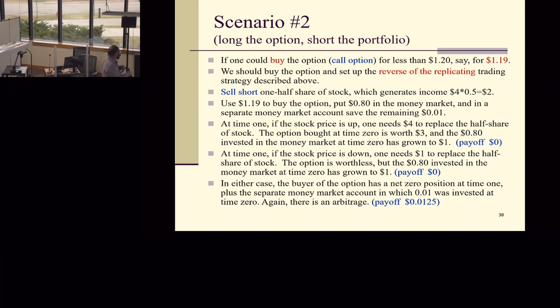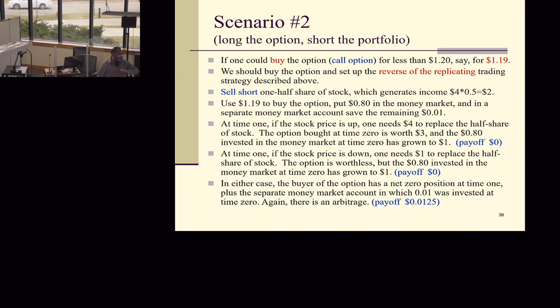Then I will buy the option and set up the reverse of the replicating game, which is what? I'm going to short sell the stock and save that income to a money market account, which is $1.20, correct? Initially, I'm getting $1.20 and saving it, and I'm spending $1.19 to purchase the option. So how much money do I end up with? Again, 1 cent. Make sense?